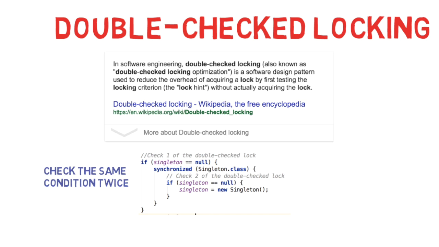Why do we do this? If you think about it, the first check is to know whether we should lock or not. It's totally possible that once we determine we have to lock, some other thread might be inside that synchronized block and instantiating a singleton. So once we get the lock and enter the synchronized block, it's good practice to check again whether a singleton has been instantiated, because the thread which just exited might have created the singleton already. Which is why the double check. We check the same condition twice.